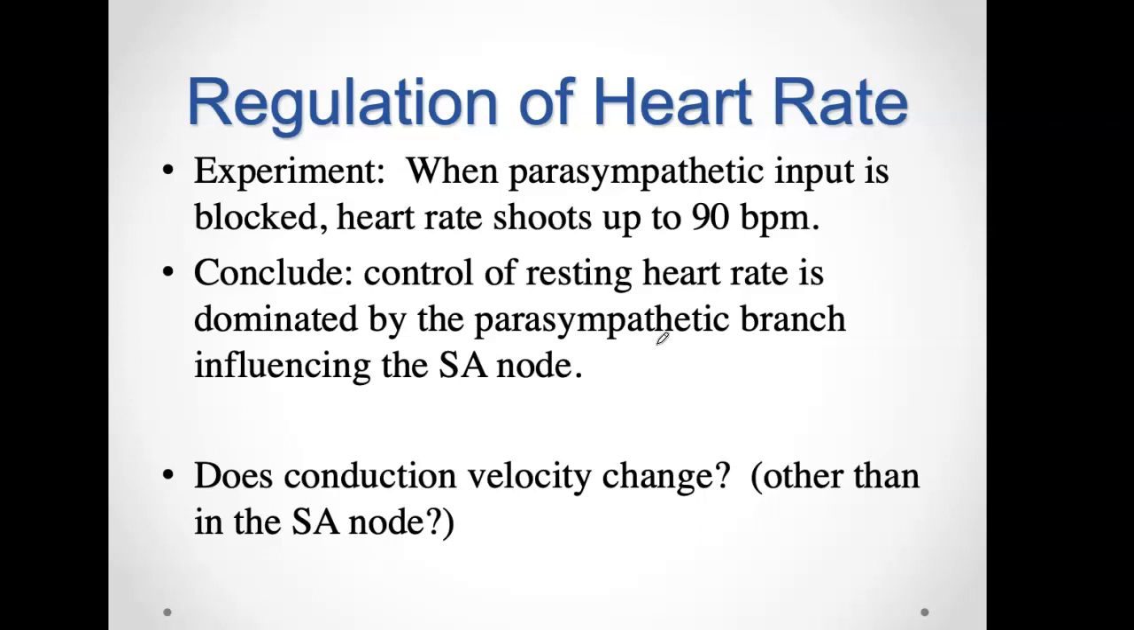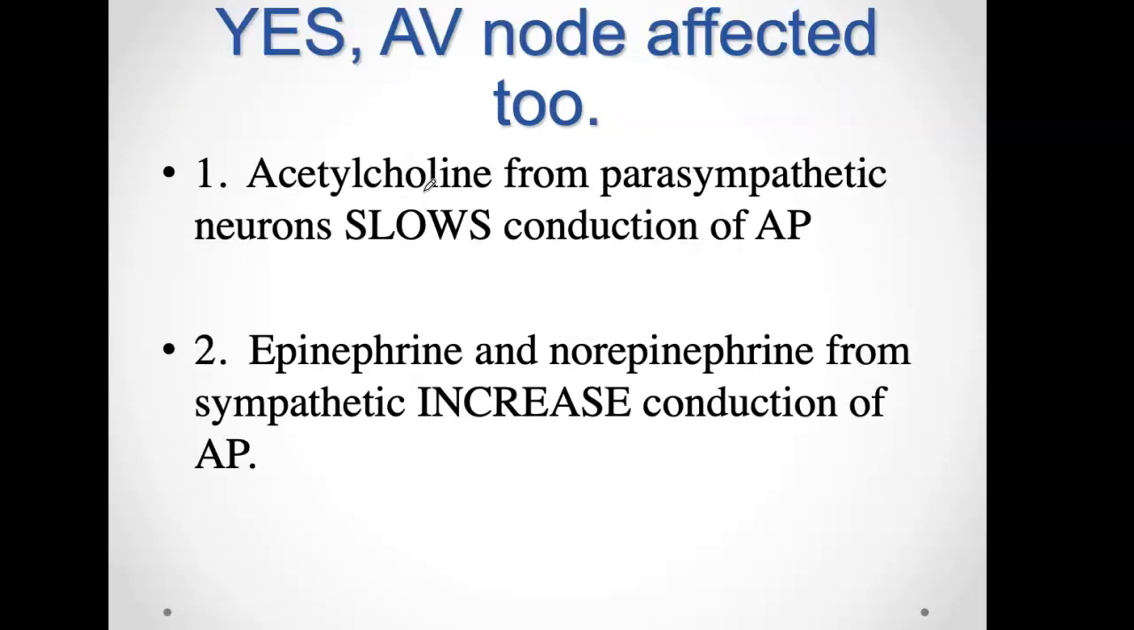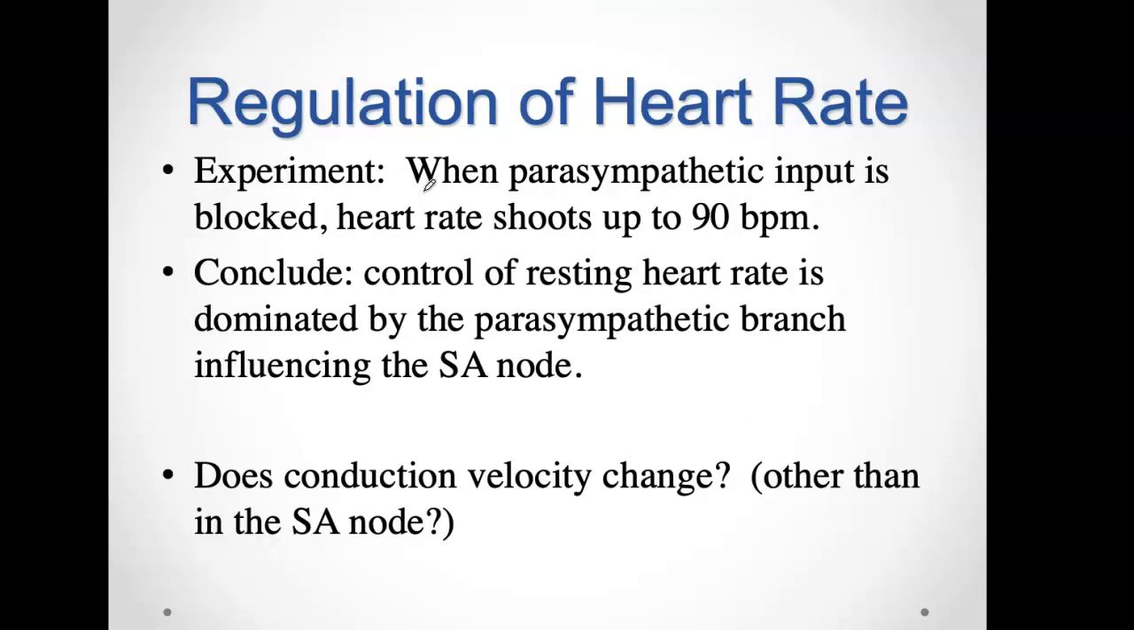How about regulation of heart rate? They had an experiment. Physiologists performed an experiment to see which of the two, the sympathetic or the parasympathetic, was more in control of the heart rate, like during homeostasis. What they found was, they severed the parasympathetic neurons, and then they severed the sympathetic in a different organism to see what would happen to that heart rate.